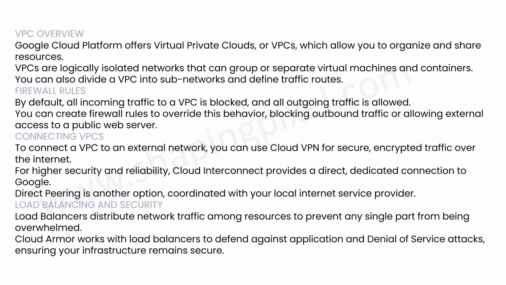You can create firewall rules to override this behavior, blocking outbound traffic or allowing external access to a public web server. To connect a VPC to an external network, you can use Cloud VPN for secure, encrypted traffic over the internet. For higher security and reliability, Cloud Interconnect provides a direct, dedicated connection to Google. Direct peering is another option, coordinated with your local internet service provider.